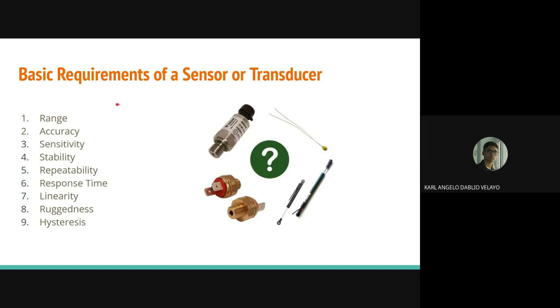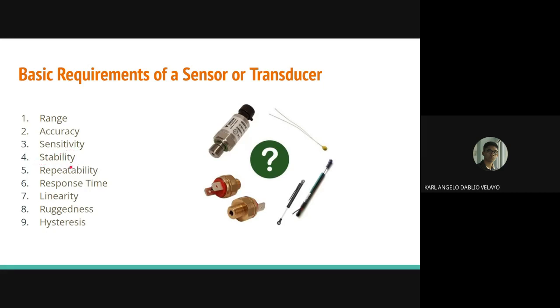Next we have the basic requirements of a sensor or transducer. First we have the range. The range indicates the limits of the input over which it can vary. Next we have the accuracy, which is the degree of exactness between actual measurement and true value. Next we have sensitivity, which is the relationship between input physical signal and output electrical signal. It is the ratio of change in output of the sensor to unit change in input value that causes change in the output. Next, we have stability.